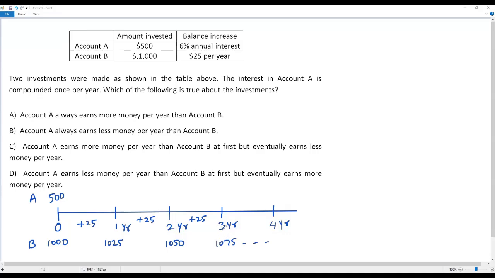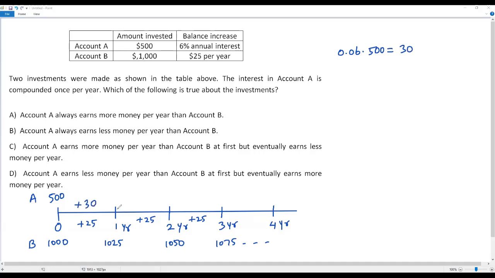Now let's come to account A. The question clearly says the interest in account A is compounded once per year. That is, the scheme we have in account A is compound interest. Let's consider the initial balance in account A, that is $500. According to the table, there is 6% annual interest. That is, every year it pays 6% interest. So let's calculate 6% of this $500. Converting 6% into a decimal, it is 0.06. So 0.06 times 500 gives me $30. So for the first year, I'm getting $30 as interest.